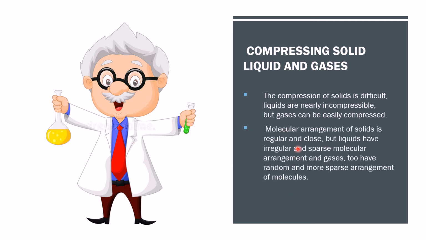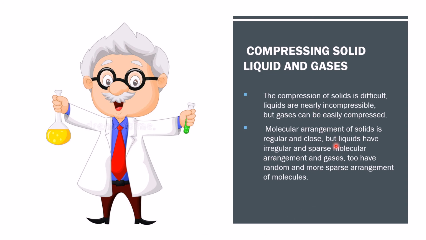Okay. Now, the molecular arrangement of solid is regular and close, but liquids have an irregular, sparse molecule arrangement, and gases have a random and more sparse arrangement of molecules. So the molecule arrangement in solids is regular and they're close. They're not that close as well, but they're regular, like medium, just like I told you in liquid.